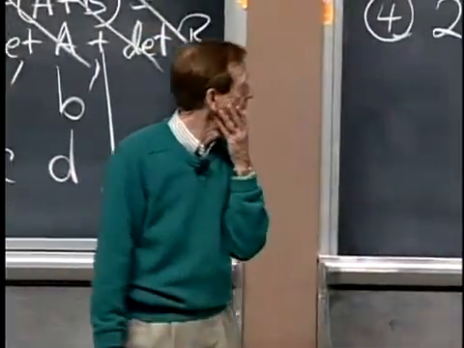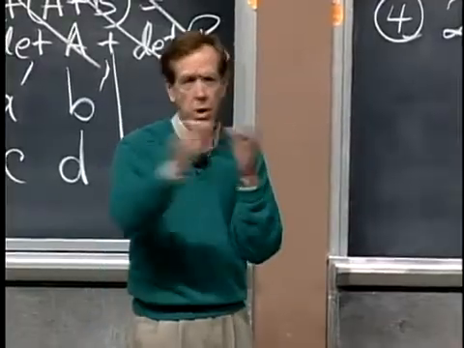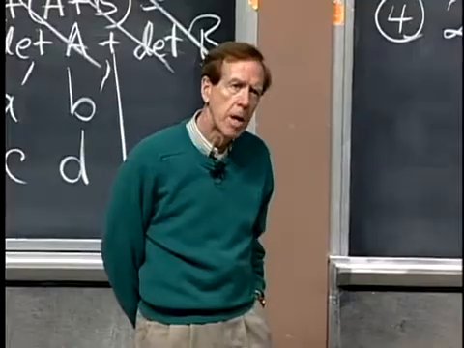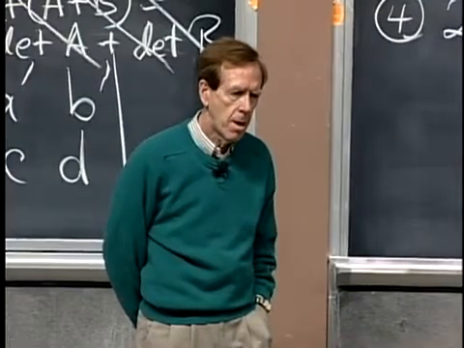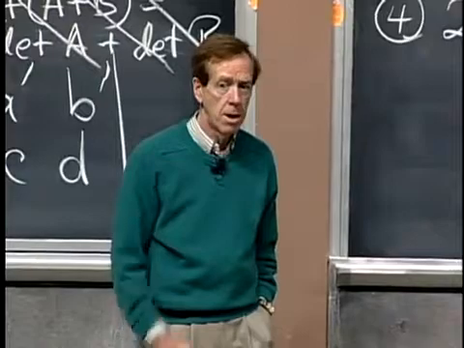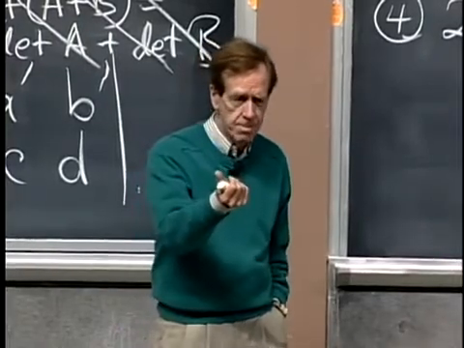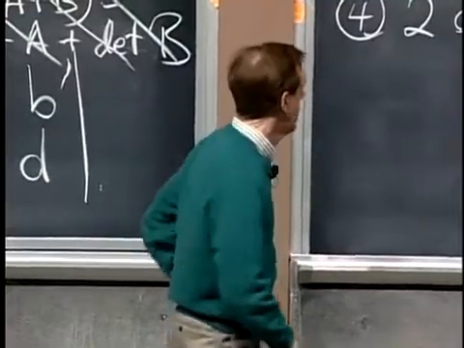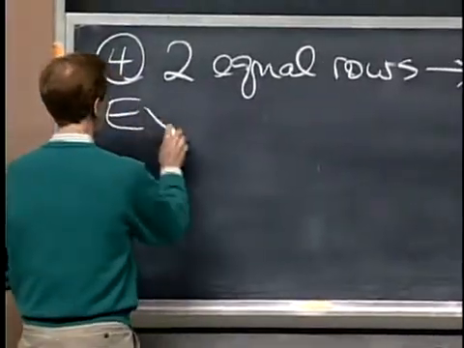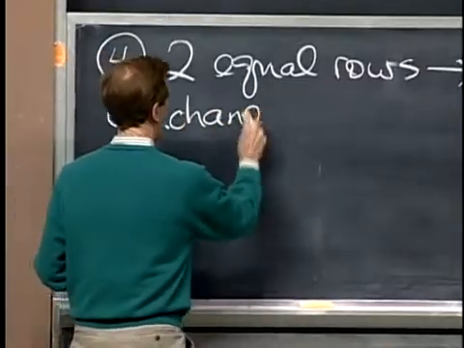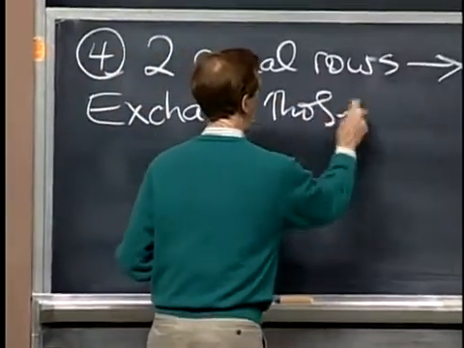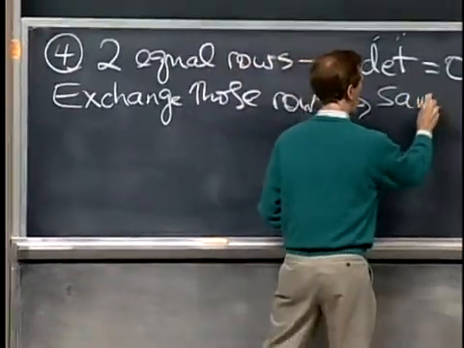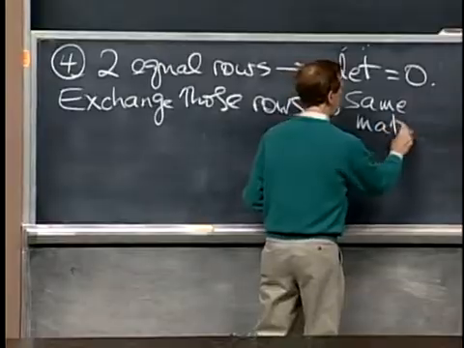Okay, so suppose I have a matrix, and two rows are equal. How do I see that its determinant has to be 0 from these properties? I do an exchange. Property 2 is just set up for this. Use property 2. Exchange those rows. And I get the same matrix. Of course, because those rows were equal.